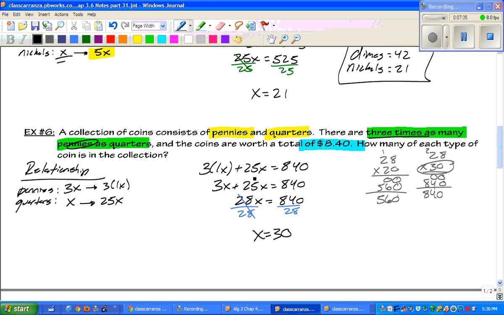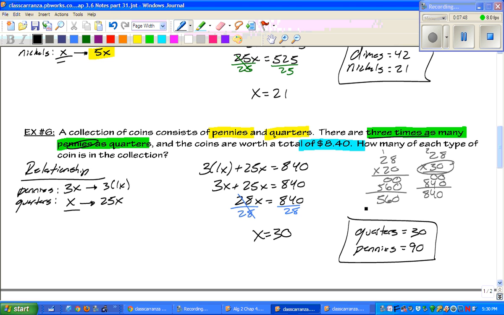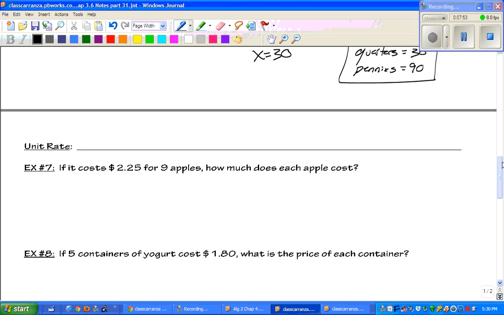So x was our quarters. So we have 30 quarters and we have 3 times as many pennies, so that means we have 90. Okay? Alrighty. Let's go ahead and flip it over.